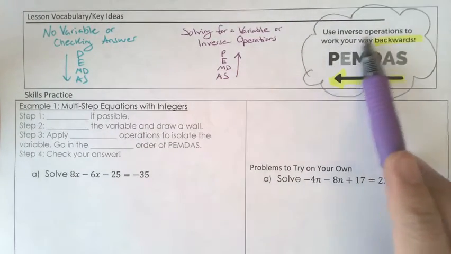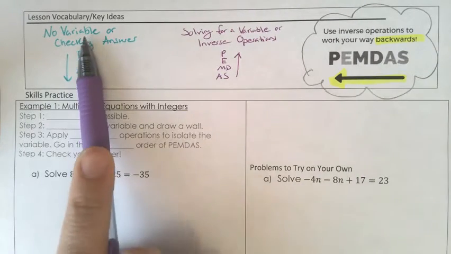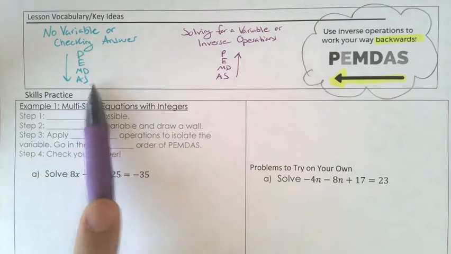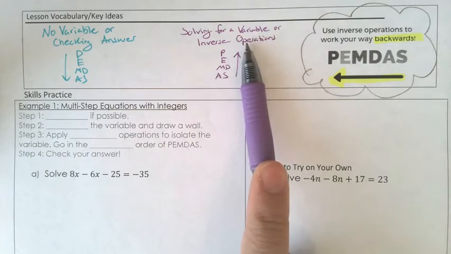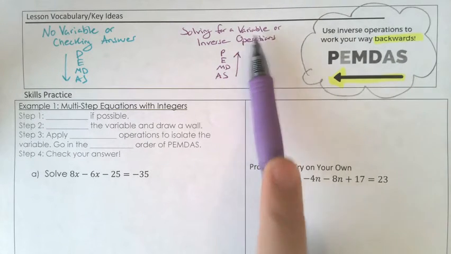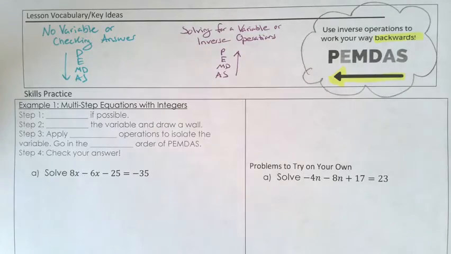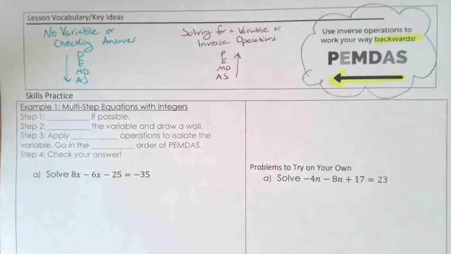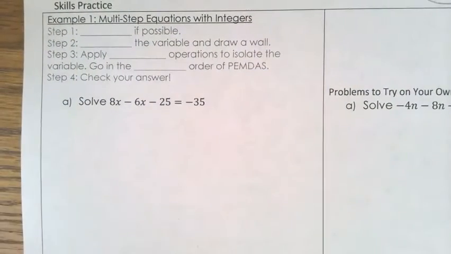Remember that when we're doing inverse operations, we do PEMDAS backwards, and just like we wrote on our last notes, if you're checking your answer, you don't have a variable, you want to do PEMDAS normally from top to bottom, order of operations normally. But if we're working backwards, doing inverse operations, solving for a variable, then we go the opposite way, or SAD MEP, like someone said last week in one of our classes. See, SAD MEP.